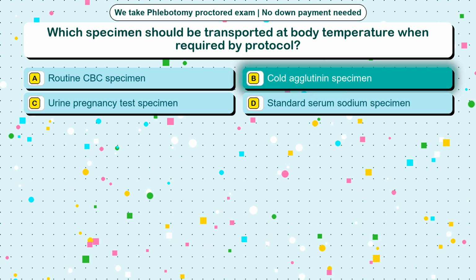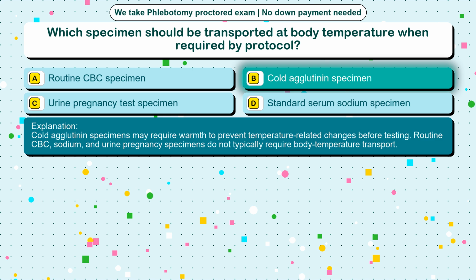The correct answer is option B, cold agglutinin specimen. Cold agglutinin specimens may require warmth to prevent temperature-related changes before testing. Routine CBC, sodium, and urine pregnancy specimens do not typically require body temperature transport.